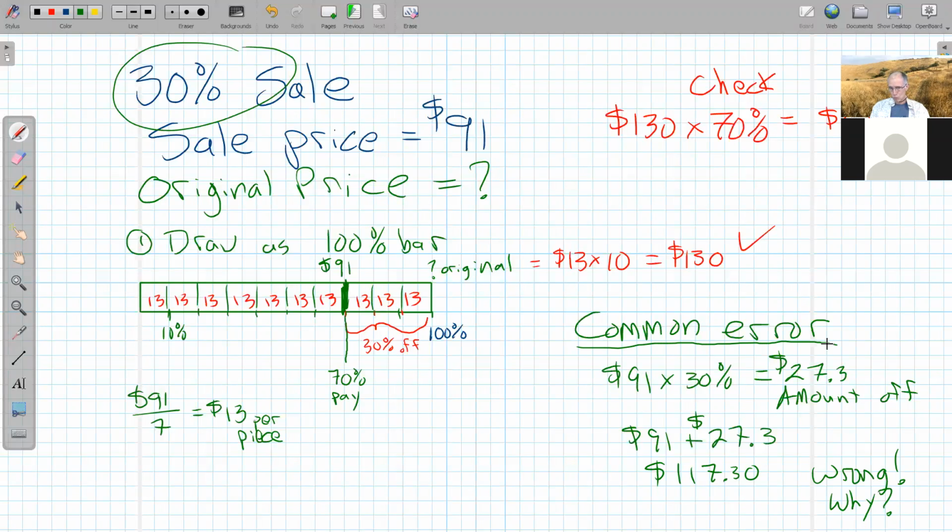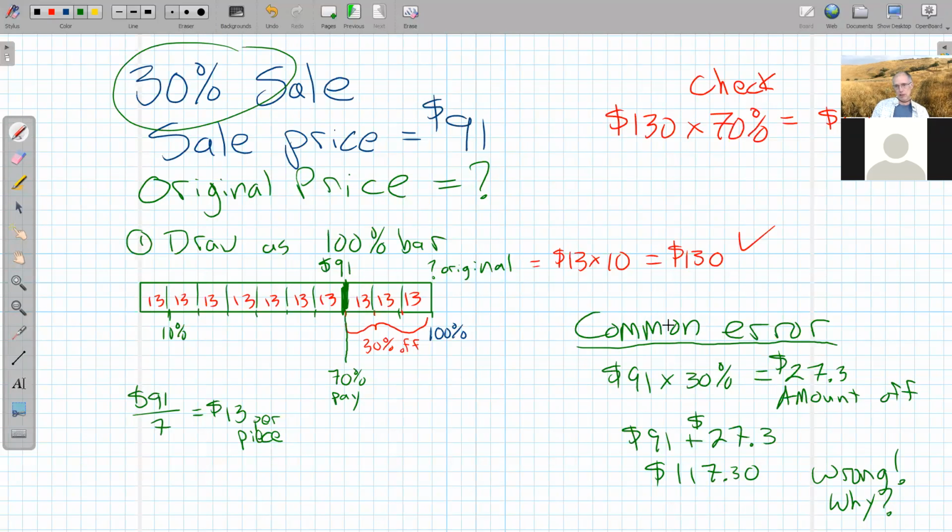$91 is the sell price, so that's already 30% off of the original. Yeah, so the big problem here is we're applying 30% to the wrong number. The 30% is applied to the original price, but we don't know it. So we have that catch there. However, we do know that the original price has to be 100%. So in a problem like this, you really need to use that out of 100% to solve it.